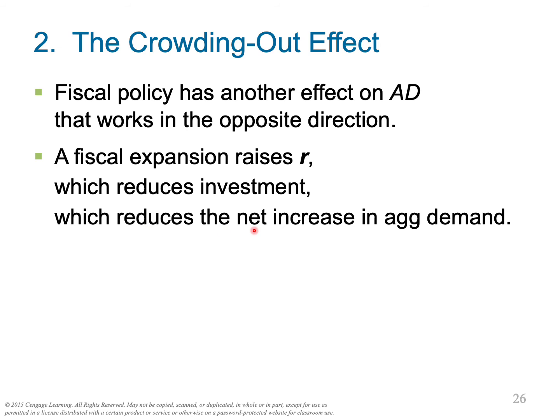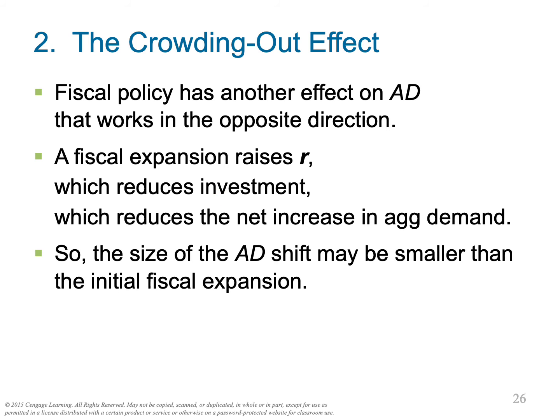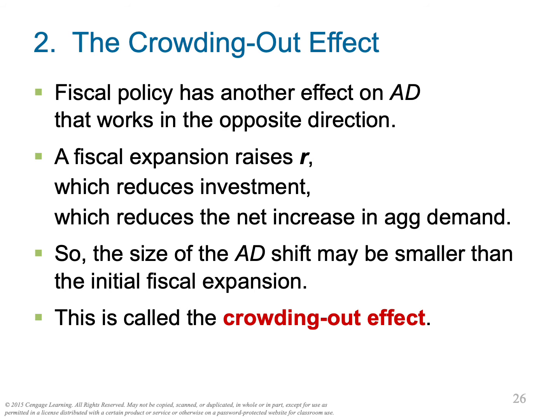Okay, so it reduces the net increase in aggregate demand, because the increase in government spending will increase aggregate demand, but there's going to be a reduction in investment that decreases aggregate demand. Okay, so basically what this means is that the size of the aggregate demand shift may be smaller than the initial fiscal expansion, and this is, again, known as crowding out. The government is crowding out private spending or private investment.